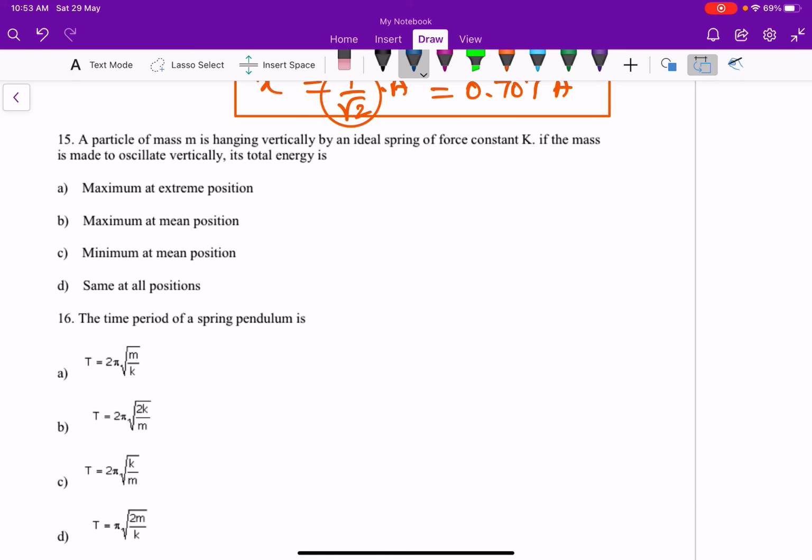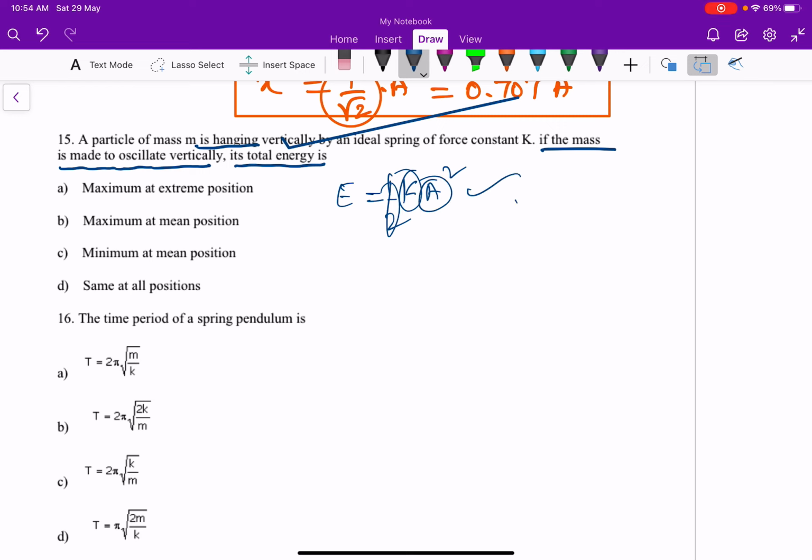Now, a particle of mass m is hanging vertically by an ideal spring of spring constant k. If the mass is made to oscillate vertically, its total energy is equal to half k a square. Half is constant, spring constant is constant, amplitude is also constant. So everything is constant, so no change in total energy. It is the same at all points.